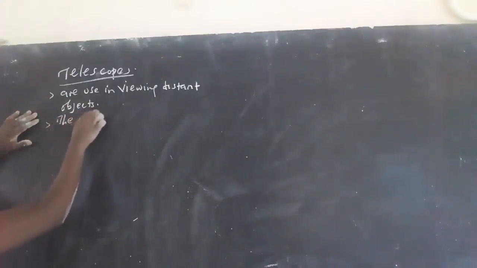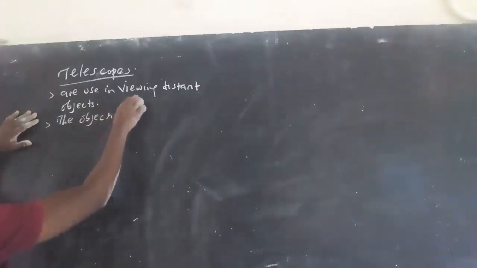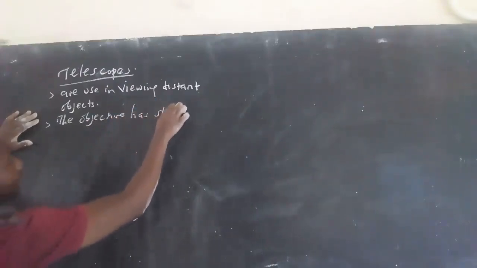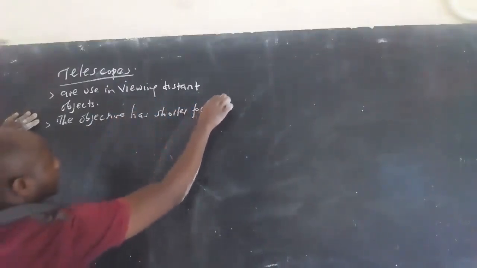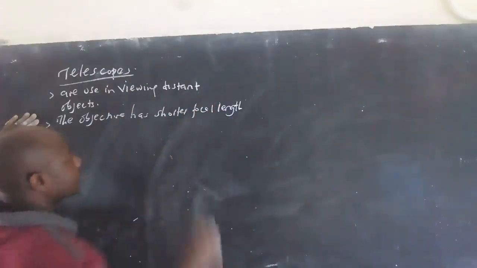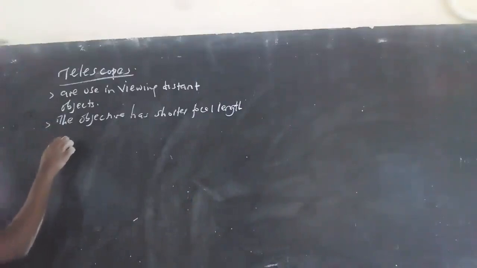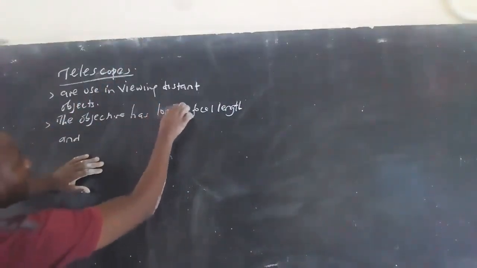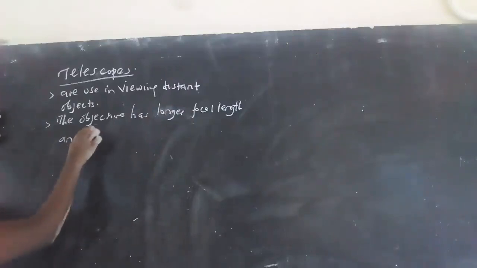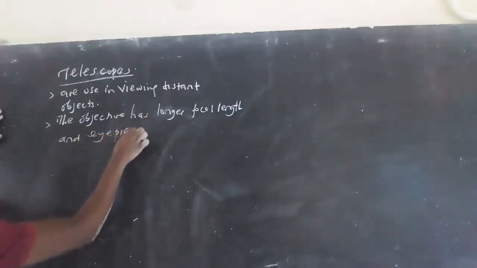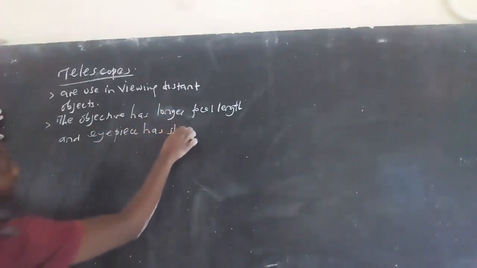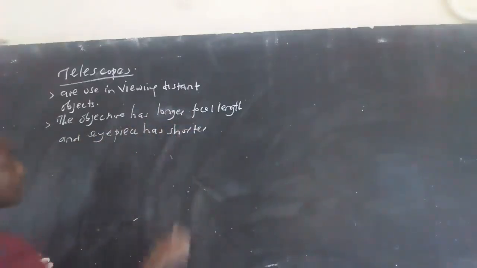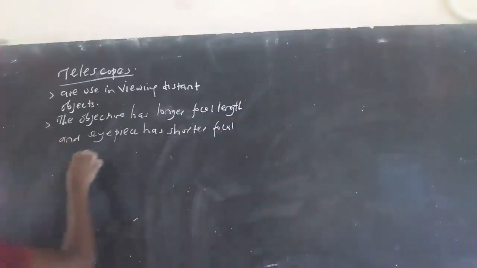Next, the objective has longer focal length, because it has to focus something which is very far. And the eyepiece has shorter focal length.